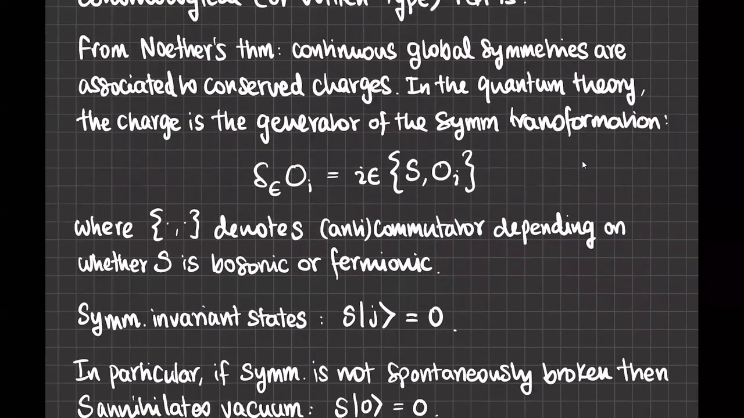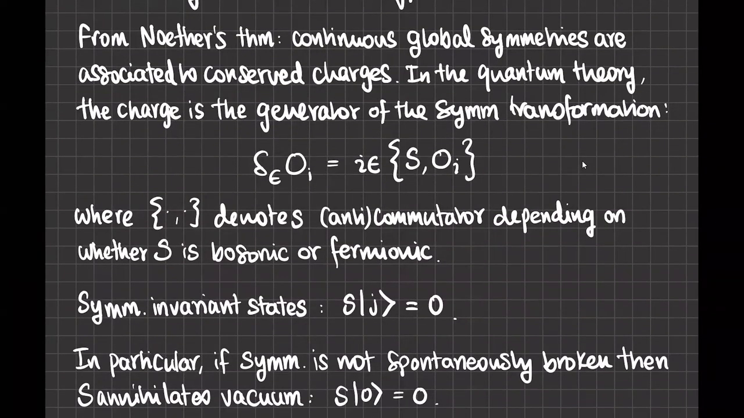We consider classical field theories. Noether's theorem tells us that continuous global symmetries are associated to conserved charges. This is the statement from classical field theory. In the corresponding quantum field theory, this conserved charge is the generator of symmetry transformations. If I have an operator O, which may have bosonic or fermionic statistics, an infinitesimal variation with respect to this symmetry is given by the commutator of the charge S with O. These brackets denote commutators or anti-commutators depending on whether the symmetry is bosonic or fermionic, and whether the operator is bosonic.